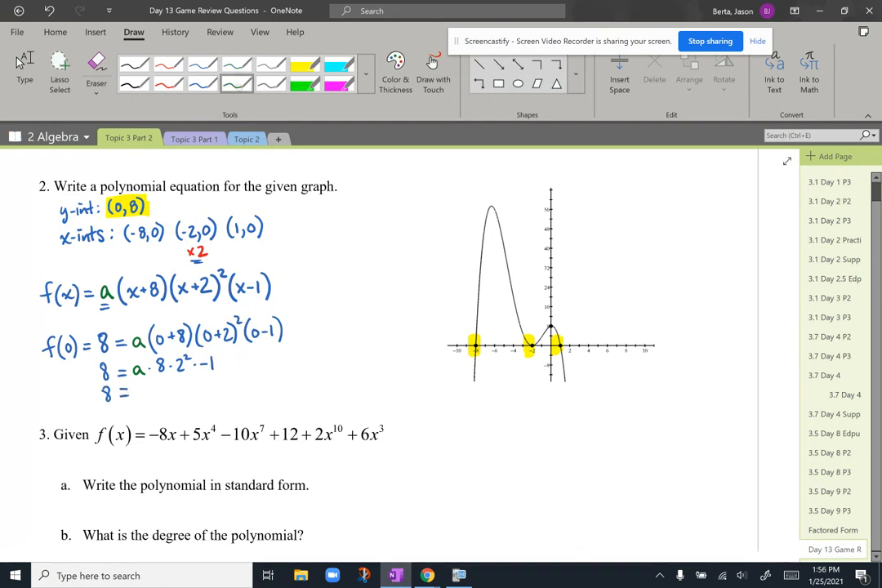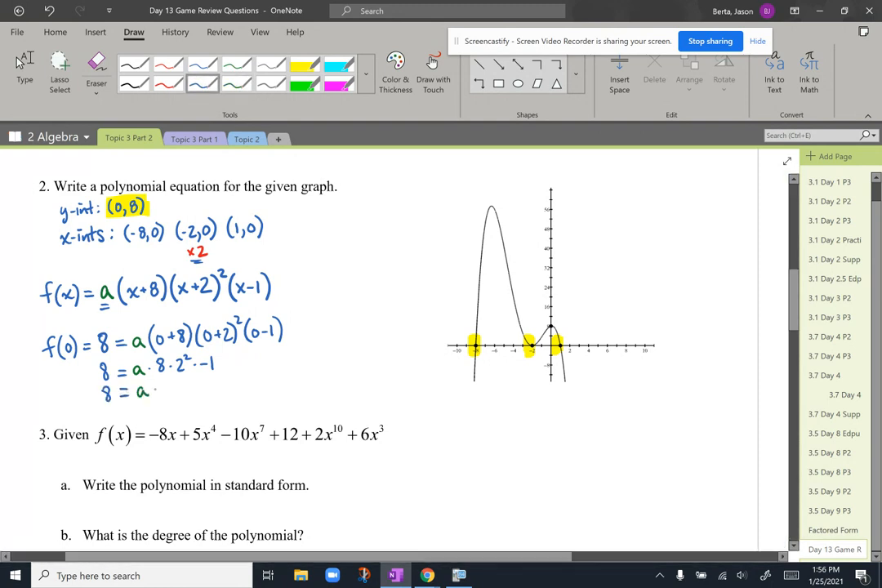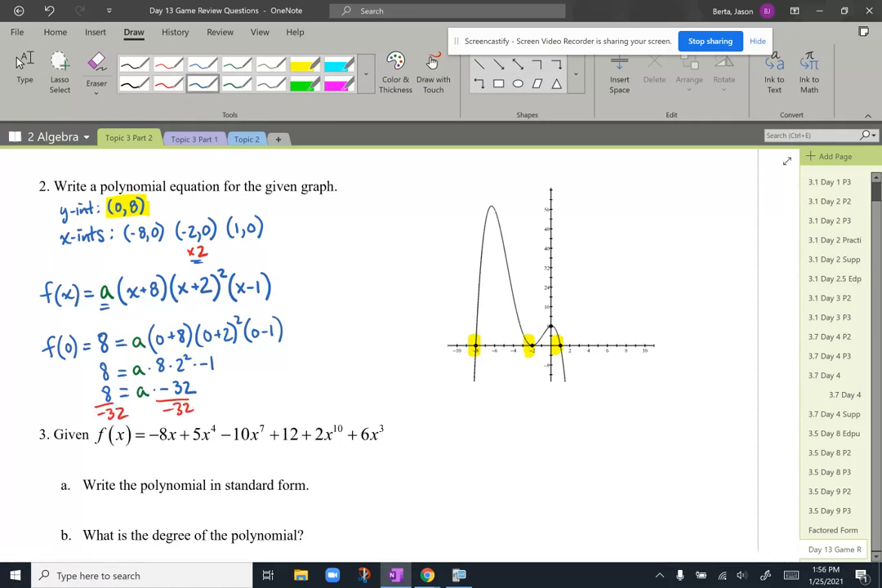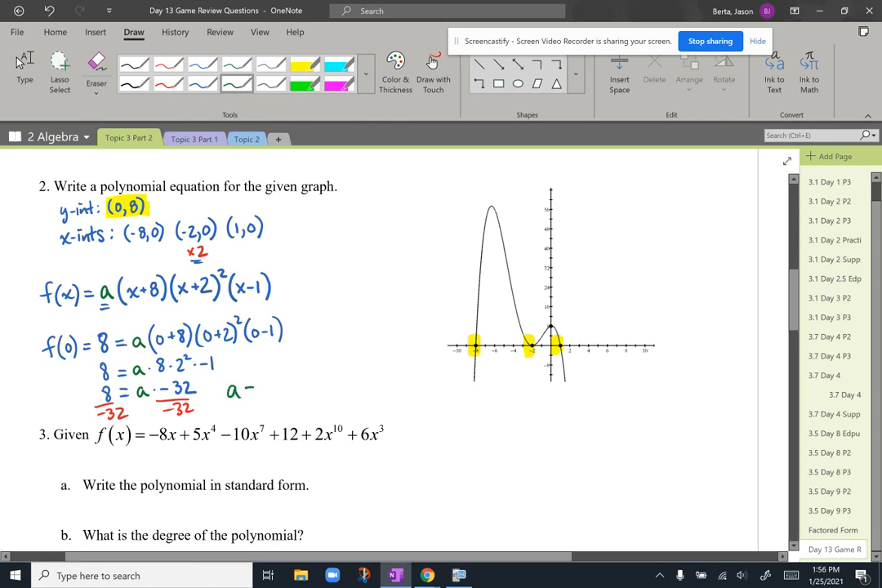Keep going. This becomes a times -32. All right, I'm going to divide each side by -32. And that means that a will equal 8 over -32, which can be simplified to -1/4. So what I do then is I take that value for a and I plug it in up here. When I do that, I will get the polynomial equation for this graph.